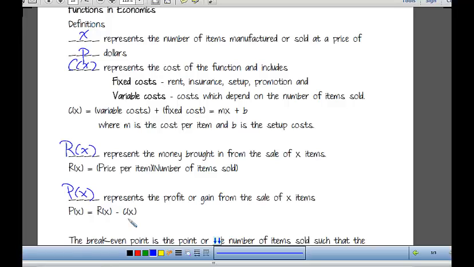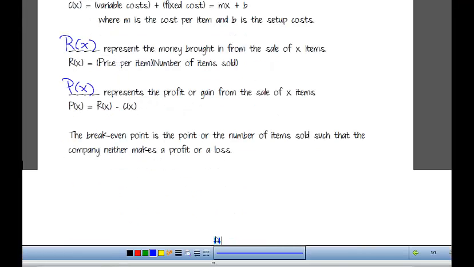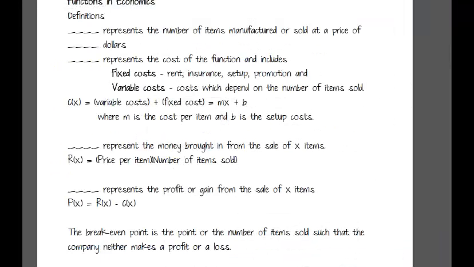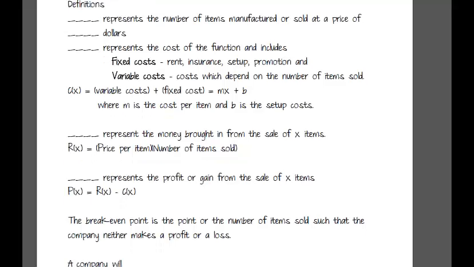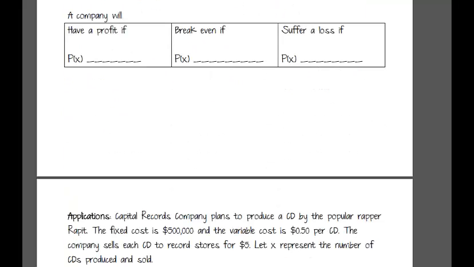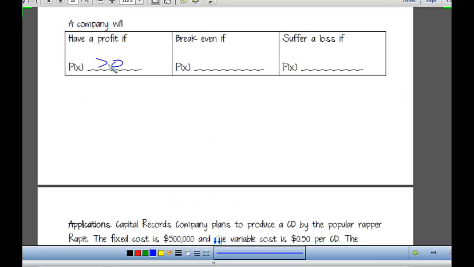All right, sometimes we're interested in the break-even point, which is the point or the number of items sold such that the company neither makes a profit or a loss. Okay? We break even. And so we need to be familiar with all of these terms. Okay, a company will have a profit if P of X is greater than 0. Okay, they'll break even if P of X is what? Equal to 0. They suffer a loss if P of X is less than 0. Okay, so that's how we interpret those things.